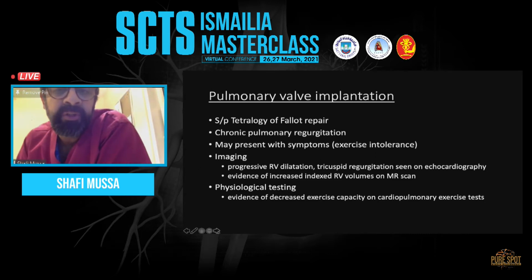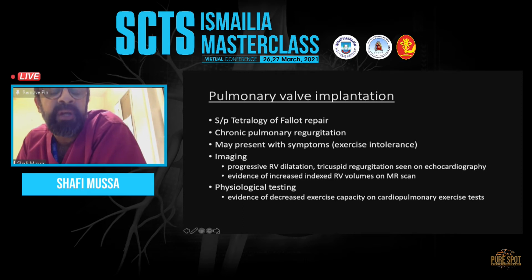So that threshold currently stands at somewhere between 140 and 160 milliliters per meter squared. So once the patient with chronic pulmonary regurgitation has right ventricular volumes of over 140 milliliters per meter squared, that would suggest that their right ventricle is severely dilated and they should be considered for pulmonary valve implantation.